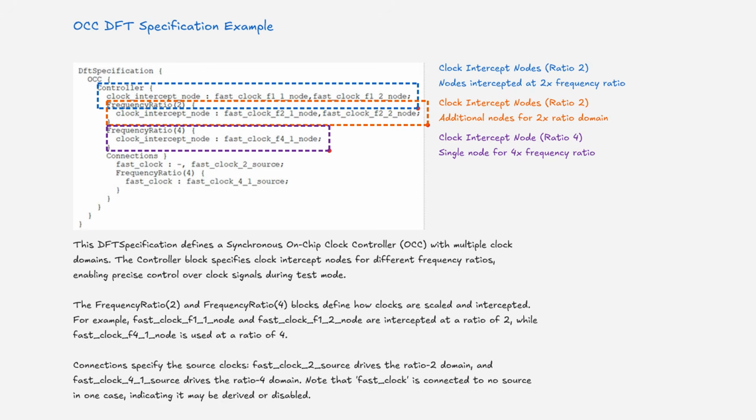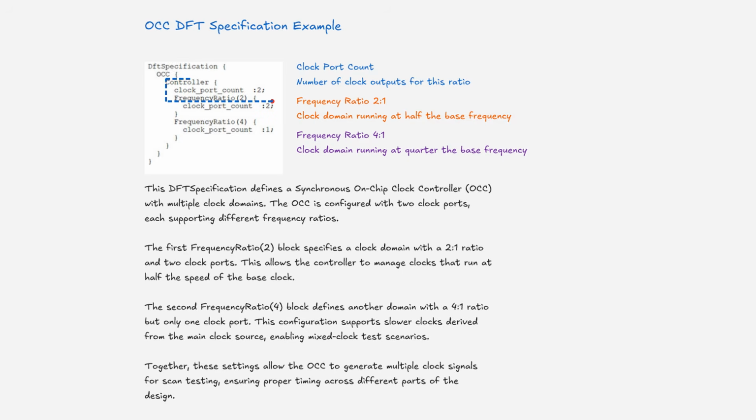This DFT specification defines a synchronous on-chip clock controller, on-chip clock, with multiple clock domains. The on-chip clock is configured with 2 clock ports, each supporting different frequency ratios. The first frequency ratio 2 block specifies a clock domain with a 2-to-1 ratio and 2 clock ports. This allows the controller to manage clocks that run at half the speed of the base clock. The second frequency ratio 4 block defines another domain with a 4-to-1 ratio but only 1 clock port. This configuration supports slower clocks derived from the main clock source, enabling mixed clock test scenarios.